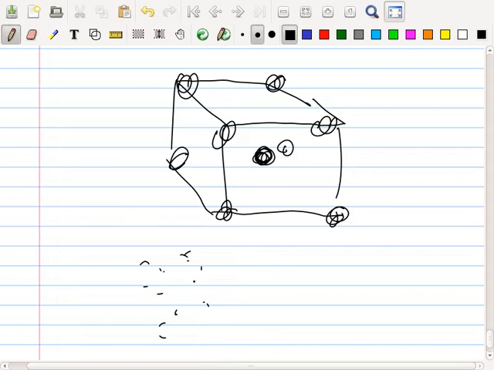Should be C. This one. If I take one here, and if you look at what's around it, it's this one. So this is an example of hexagonal close packing. Do you see that, Leslie?